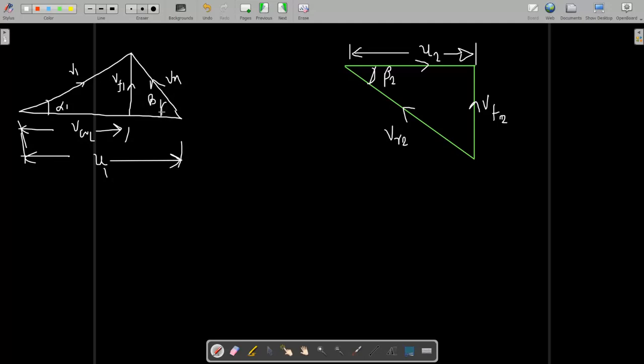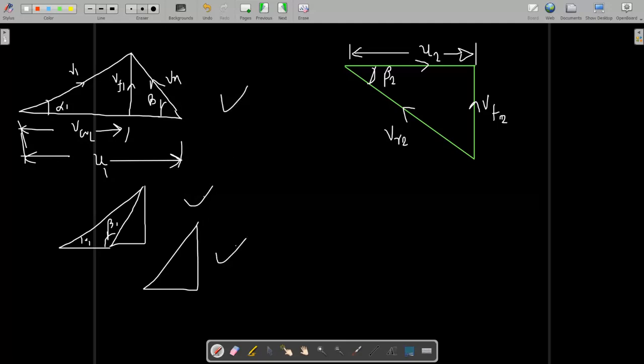Okay, beta 1. There may be another possibility like this, that there will be this angle beta 1 and alpha 1. Or it may be a triangle if the flow is radial at inlet. So which of these three cases can be implemented? It all depends on Vw1 and U.